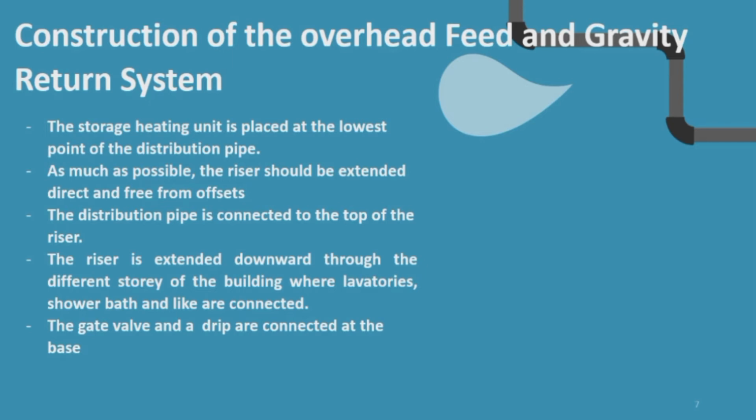Like in the upfeed, the riser is extended downward through the different stories of the building where lavatories, shower baths, and the like are connected. And lastly, the gate valve and a drip are connected at the base.